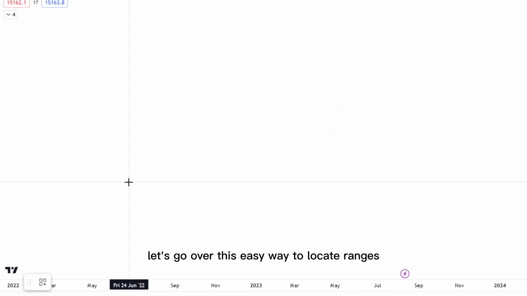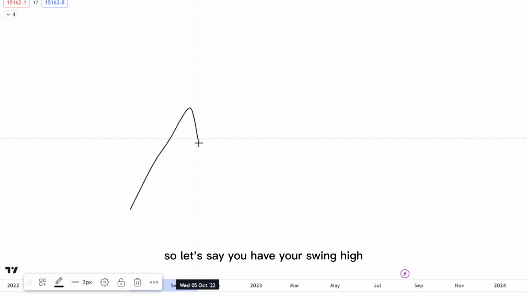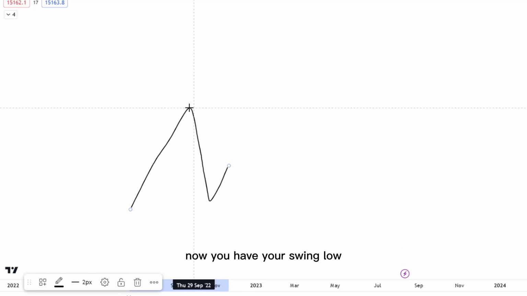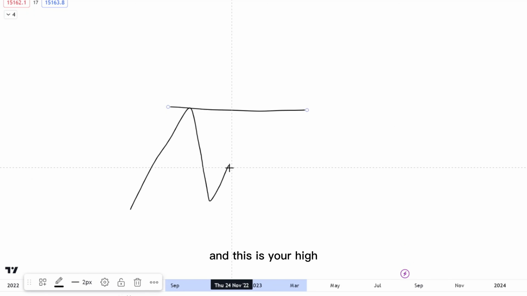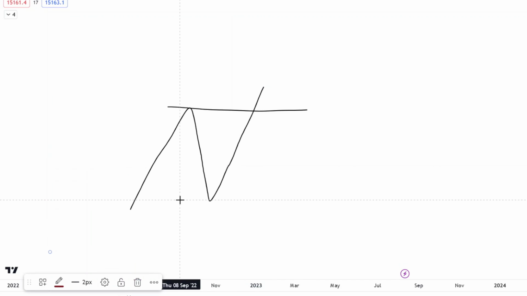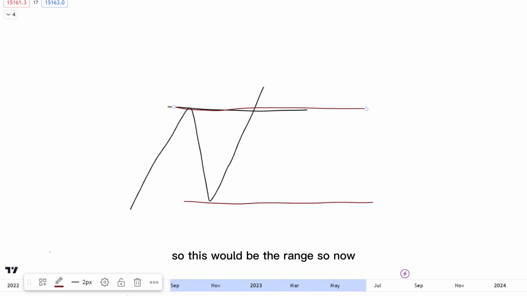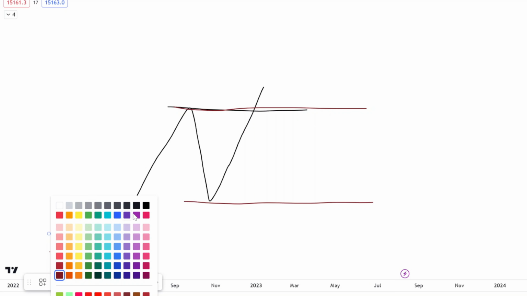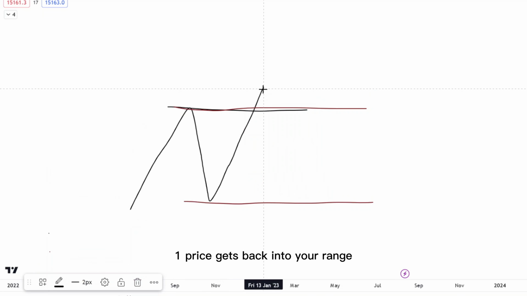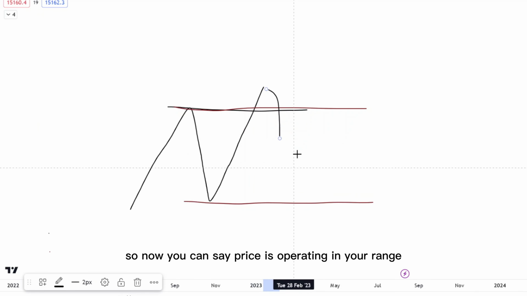So let's go over this easy way to locate ranges in case you're still confused. So let's say you have your swing high. Now you have your swing low, and this is your high. So let's say you break this high. Once you break this high, now you can say this is your swing low, and this is your swing high. So this would be the range. So now when price gets back into your range, now you're looking for an inefficiency. So now you can say price is operating in your range.